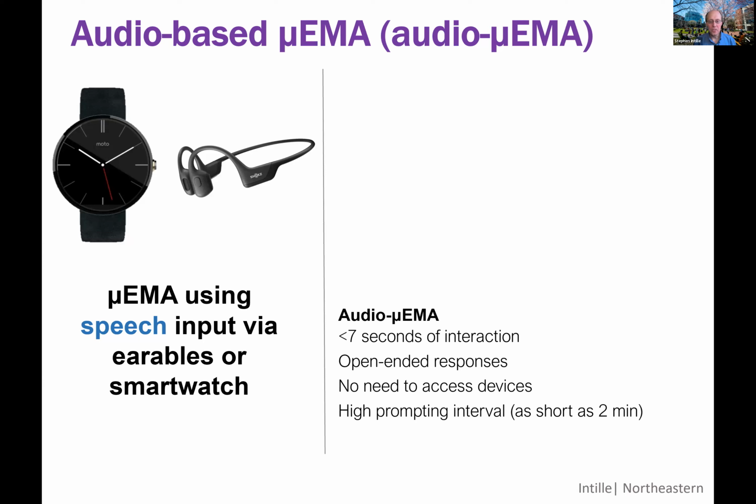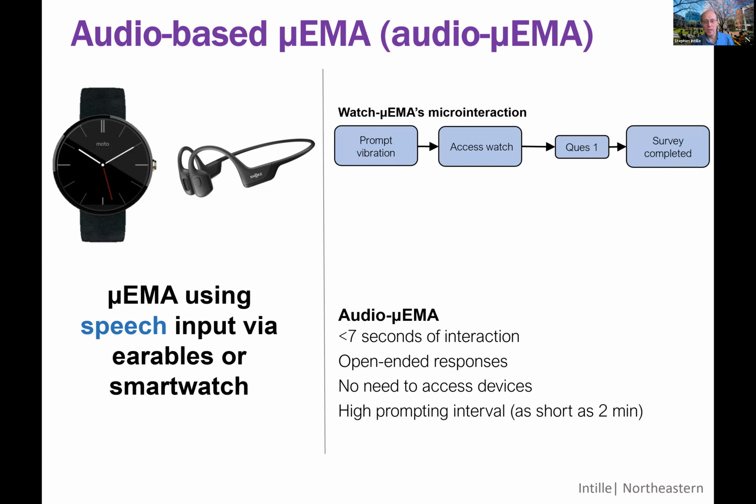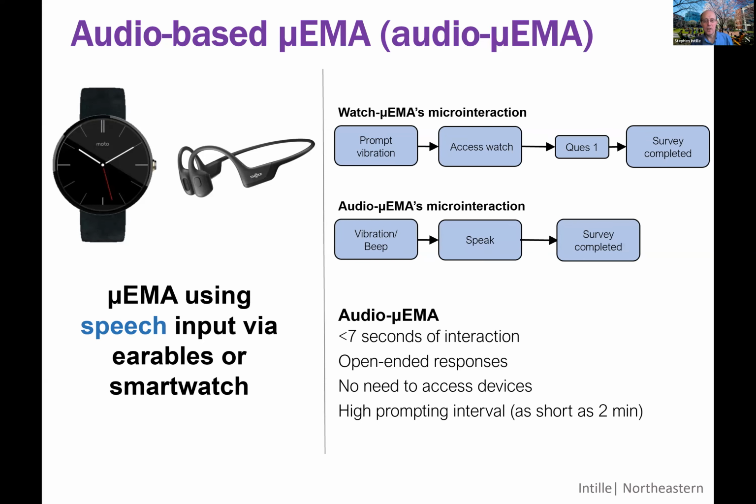And then what we're studying is, if we get the audio from the headset or we get the audio from the watch, how is that going to work? There are two ways you can get audio from the watch. You could talk to the watch like this, which is not what we want them to do. Or you can just do what you're doing and say what you're saying, and the watch picks up the audio as best as it can. So here, the watch micro EMA is prompting with vibration. You access the watch, you answer the question, and you complete the survey. We're trying to simplify it even further. So now you have a vibration or a beep, you speak, and then you're done.